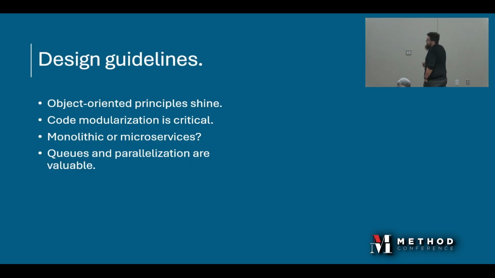And again, do you want a monolithic or microservice approach? This is the flavor of your organization or your personal development style, but still important questions to consider. What we found is that queues and parallelization are really valuable. So this advisor dashboard project we did, we have it process 10,500 students, and we have it generate a score and a summary for 10,500 students. That takes a lot of time.